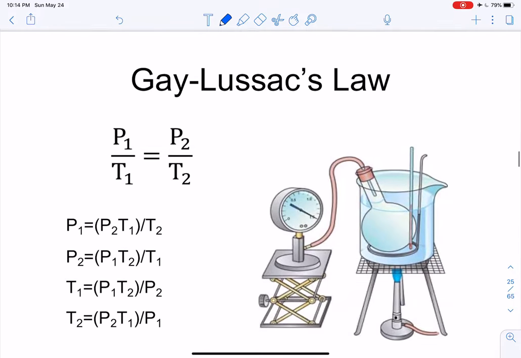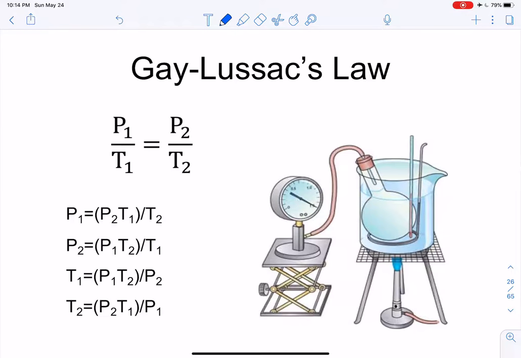Now, if we put this into mathematical terms, what we'll get is this equation right here. So we've got P1 over T1 equals P2 over T2. What you might notice in the last three laws that we've done, Boyle's law, Charles's law, and Gay-Lussac's law, is that V and P are going to be in the top and T is going to be in the bottom.